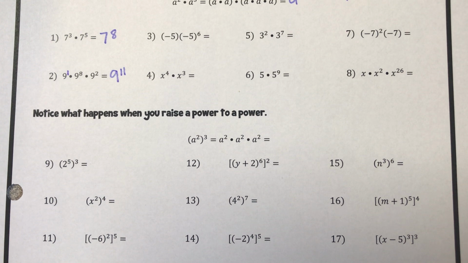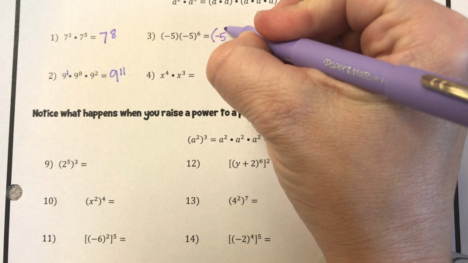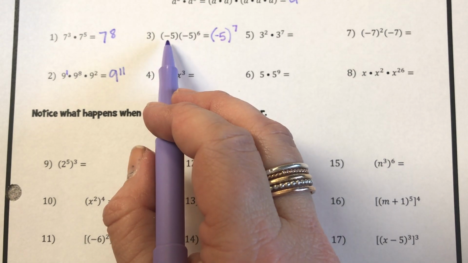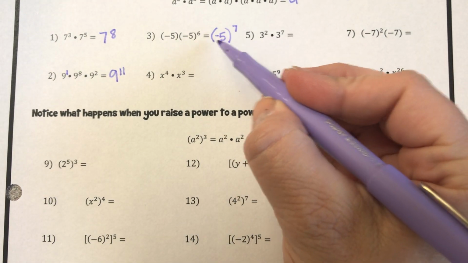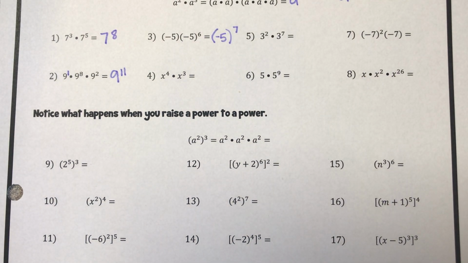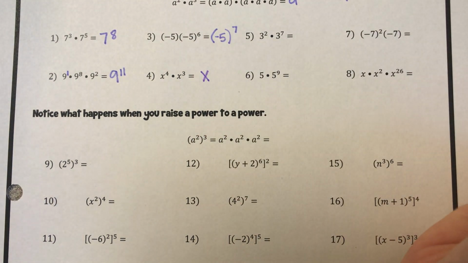Okay, number 3, we have negative 5 times negative 5 to the 6th. My base doesn't change. It's still negative 5 to the 7th power. Because I have negative 5 times negative 5 times negative 5 times negative 5 times negative 5 times negative 5 times negative 5. So that's negative 5 as a factor 7 times. On number 4, x to the 4th times x to the 3rd would be x to the 7th.